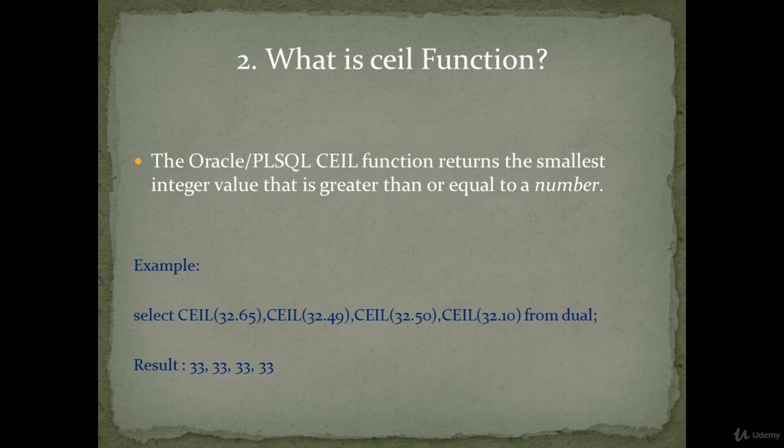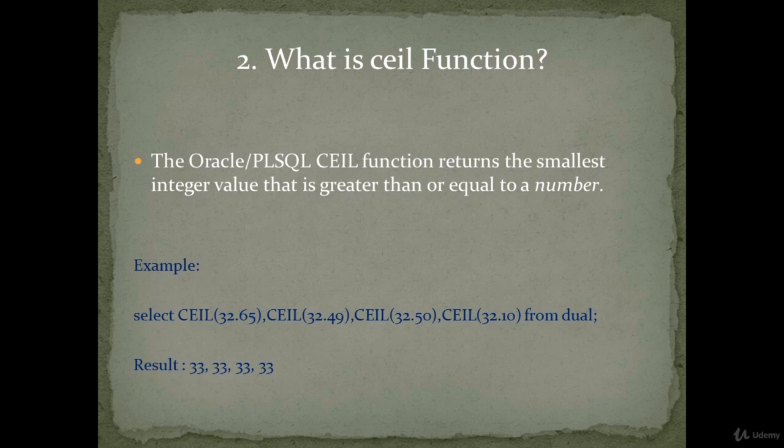Welcome to the second interview question. What is ceil function? The Oracle PL SQL ceil function returns the smallest integer value that is greater than or equal to a number. Repeat, read the definition again. For example, select ceil(32.65), ceil(32.49), ceil(32.50), ceil(32.10) from dual. See the result. 33 for the first one, 33 for the second one, 33 for the third one, 33 for the fourth one.